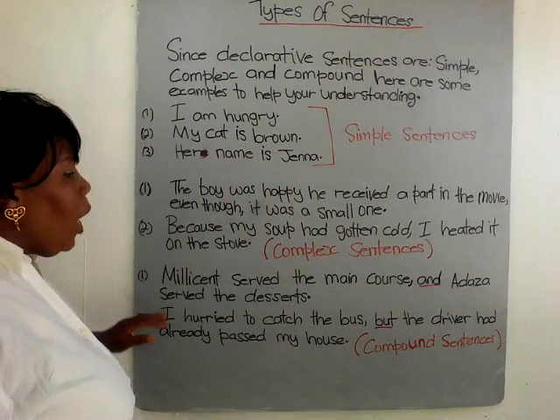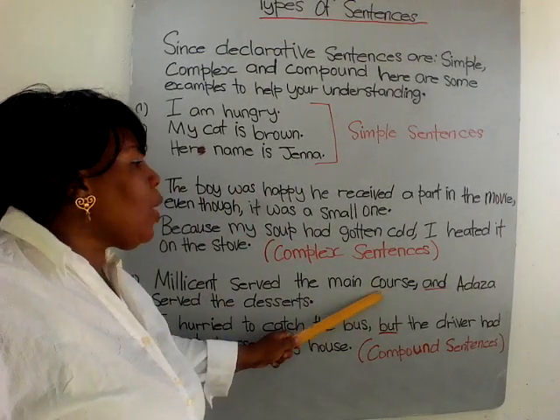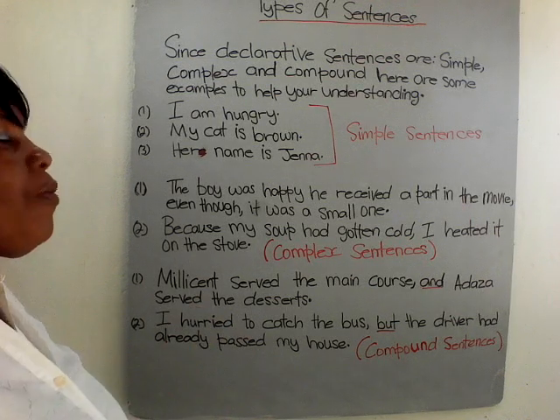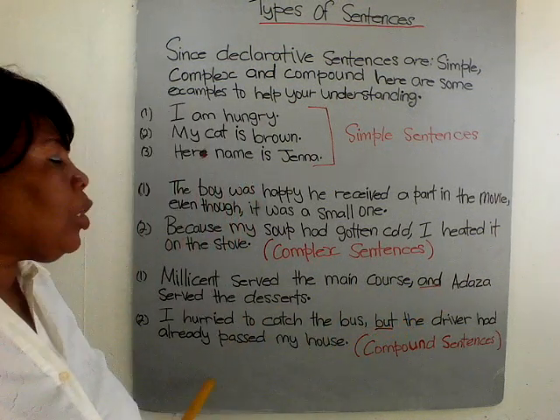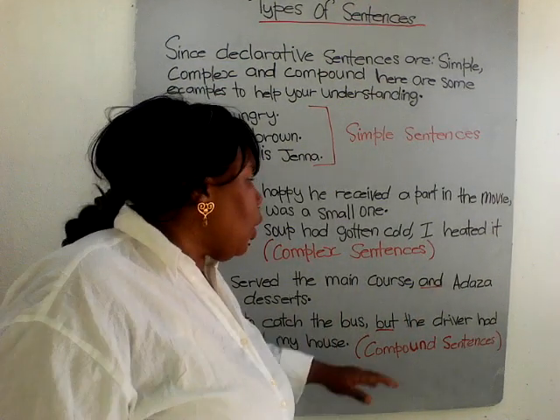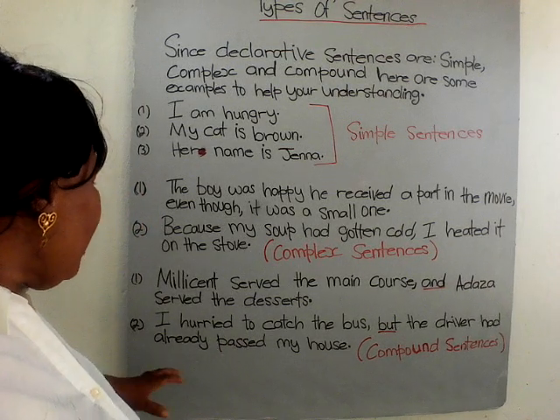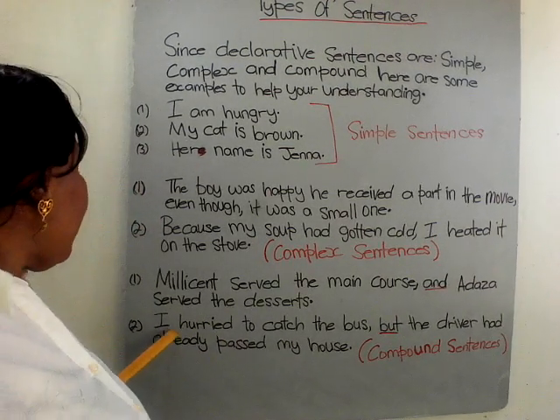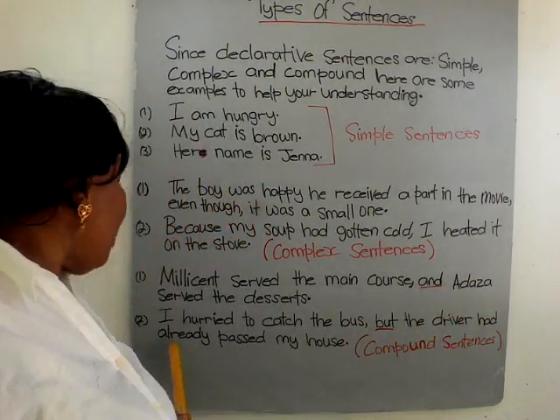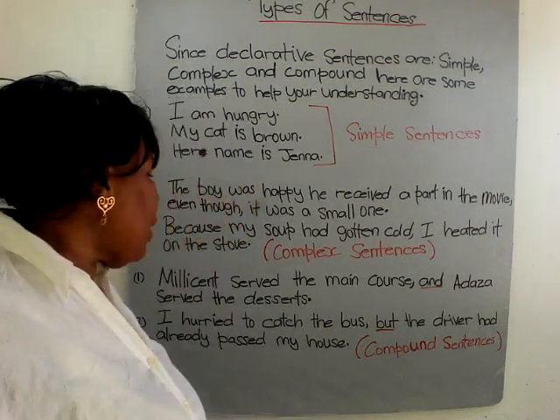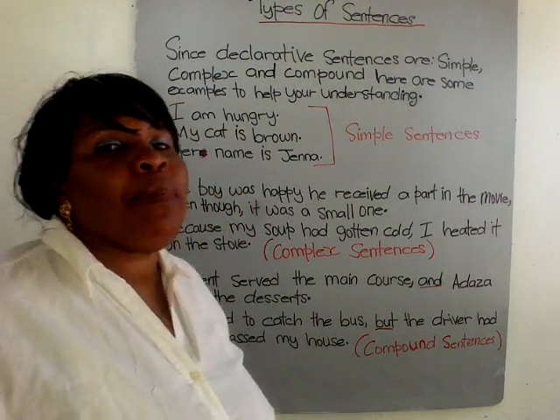So these are considered complex sentences. Here we're going to move on to compound sentences. Millicent served the main course and Adassa served the dessert. In this case, we use "and" and a comma to separate the two different clauses. Look at this, the last sentence: I hurried to catch the bus, but the driver had already passed my house.